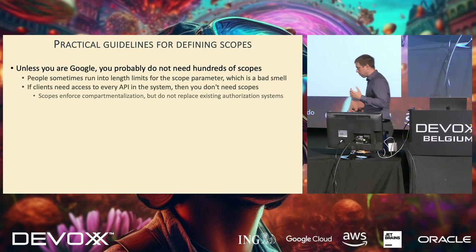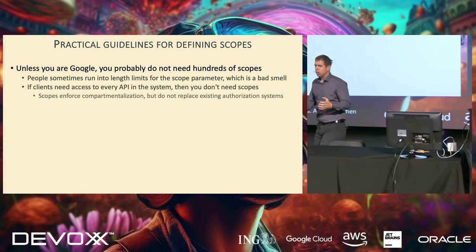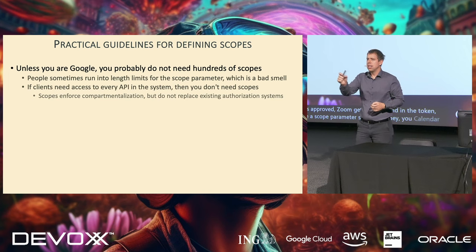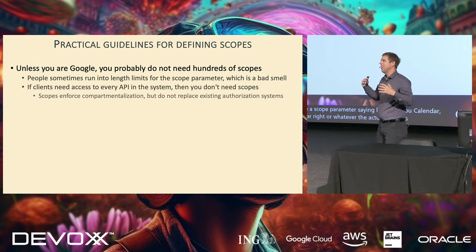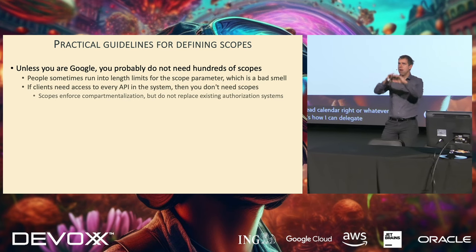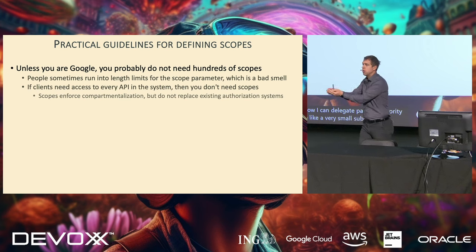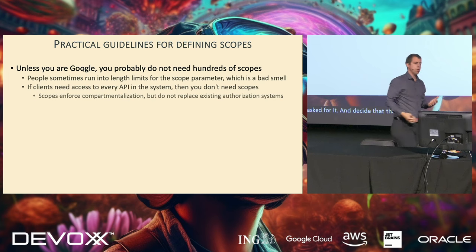And then when everything is approved, Zoom gets a token, and in that token there will be a scope parameter saying, hey, calendar read, calendar write, or whatever the actual scope is. And that's how I can delegate partial authority from my full access. I can give a very small subset to a very specific client because they asked for it and I decided that's a good idea. That's the concept of scopes.